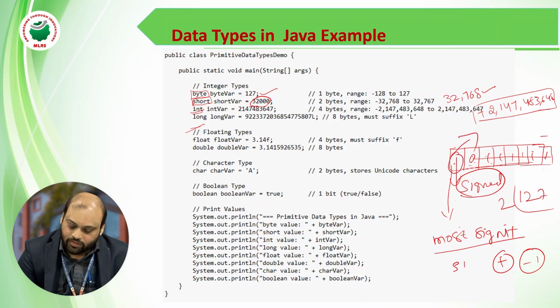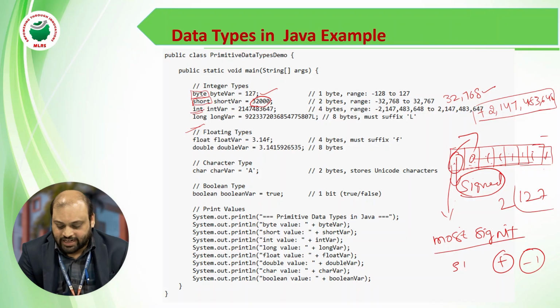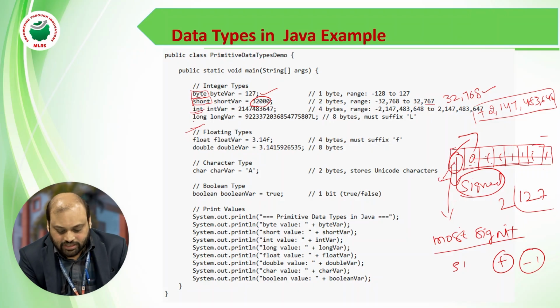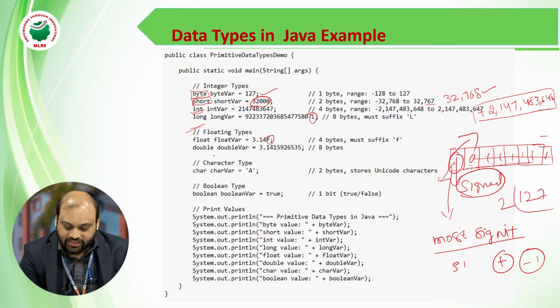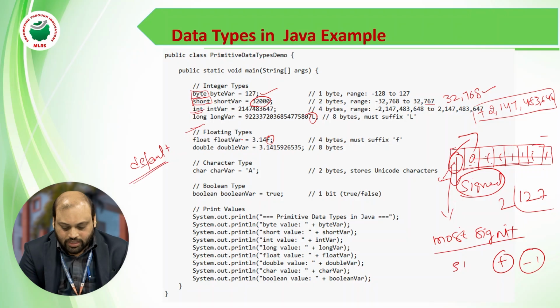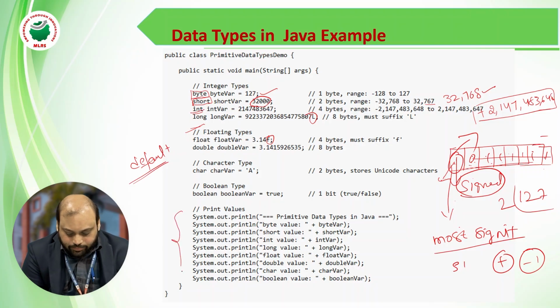The signed value. So the last bit will be signed. That's why we always take the first bit, the most significant bit, as plus or minus. So integer, long always with L, floating always with F, double not required. The default in Java is double, and these are all printing statements.